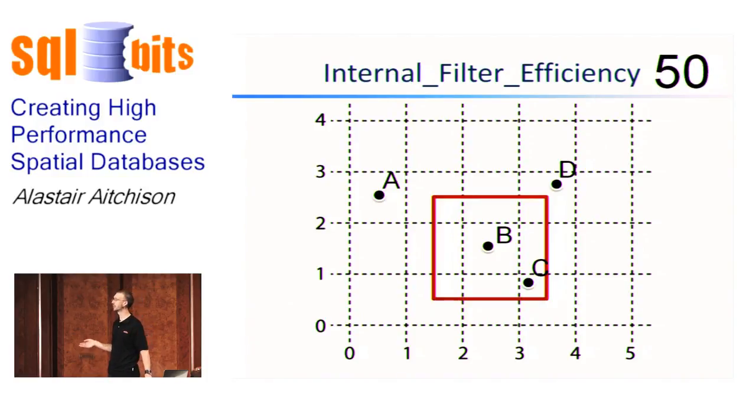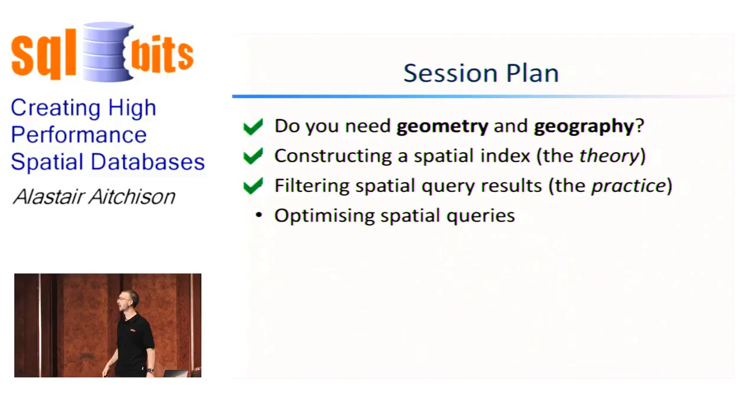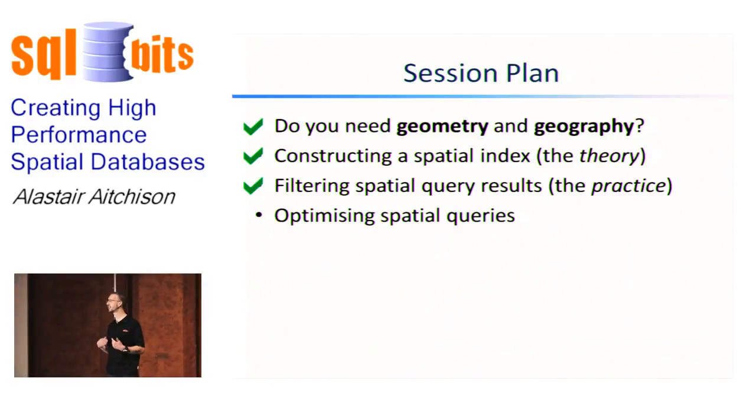The internal filter efficiency is another measure, and this one says of the rows that were in the final output, how many of them were selected from the internal filter. And in that case, it's B out of B and C. So we've got 50% for our internal filter efficiency. And what you really want to try and do is maximise both of those two efficiency ratings, your internal filter efficiency rating and your primary filter efficiency rating.